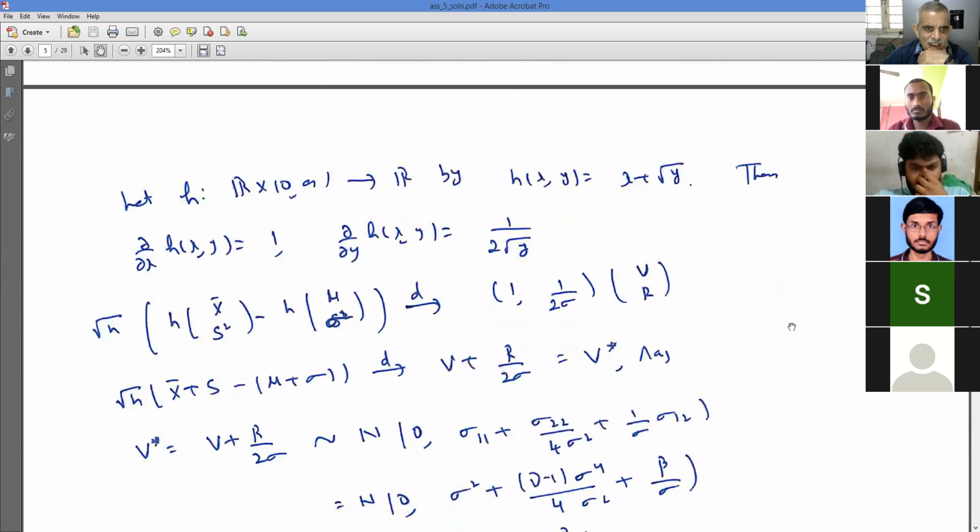Yes, sir. And now you can apply the transformation because you want the distribution of x bar plus s. So that means the first component plus the square root of the second. So h(x, y) is x plus root y.